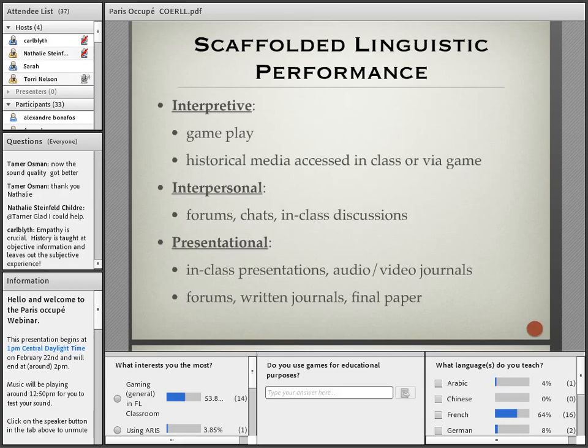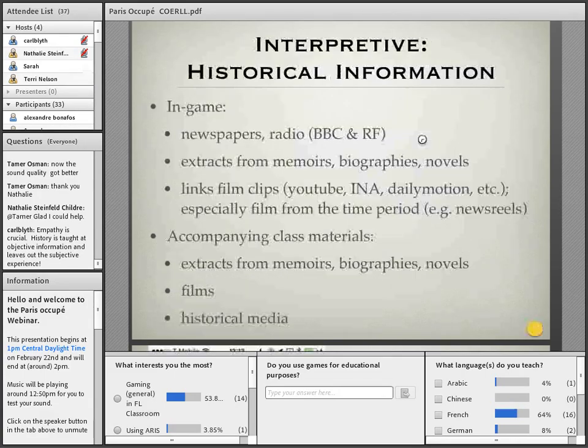The game has aspects of interpretive skills, both in the gameplay and also the historical media we used in class. Interpersonal skills: the forums, the chats, and the in-class discussions. And then presentational skills through their videos, their audio presentations, their in-class presentations, and then most importantly, the written work that they've been doing in terms of their news, their diaries for what's going on. So let me show you some of the things that were going on.